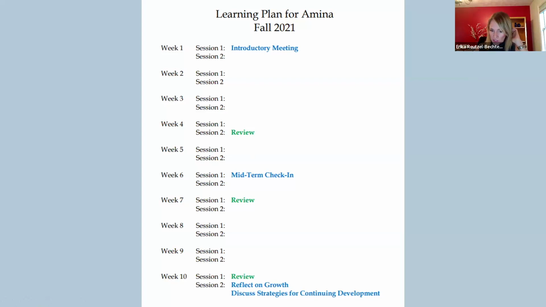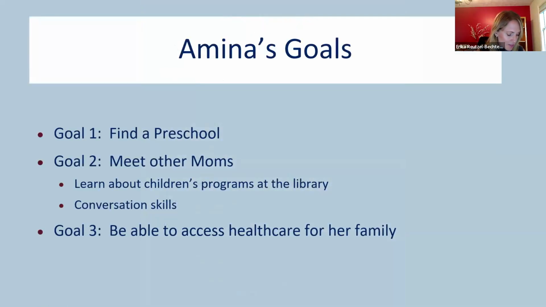Then you just start to fill in with more of the specifics. So let's say that after your introductory meeting with Amina, together you filled out the student goals worksheet with these 3 goals. Goal number 1, find a preschool for her daughter. Goal number 2, she wants to meet other moms. And then we also talked about she wants to learn about children's programs at the library and develop conversation skills in order to meet and develop relationships with other moms. Goal number 3, she wants to be able to access healthcare for her family.